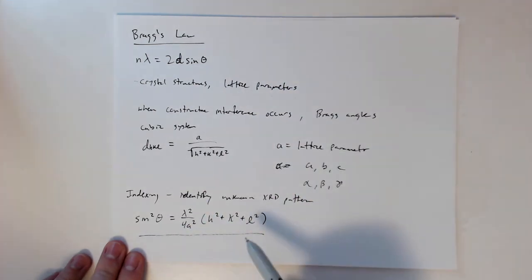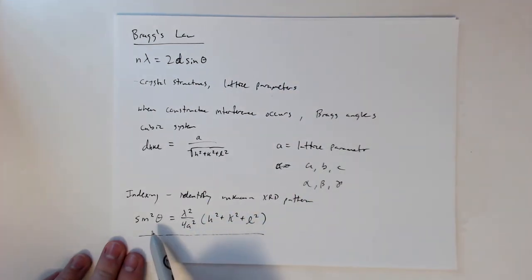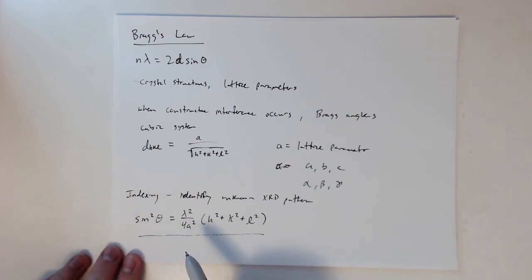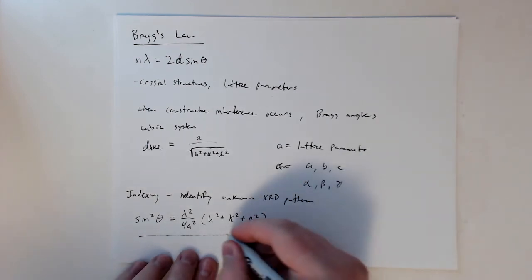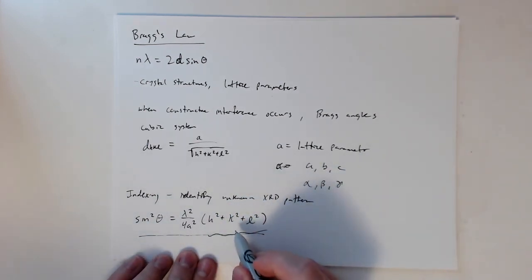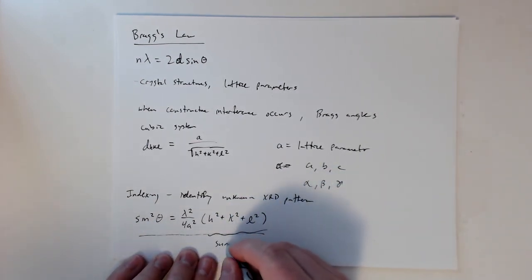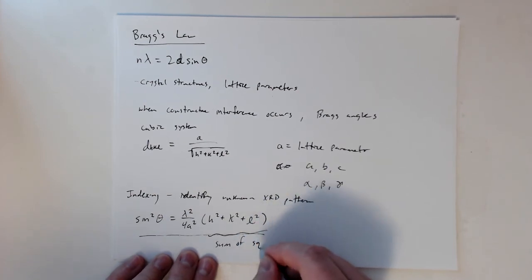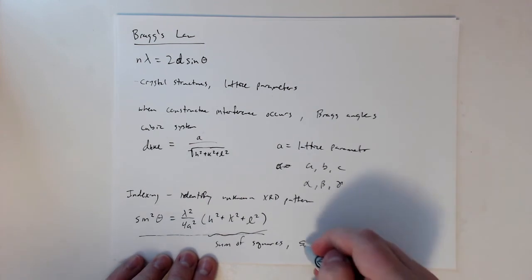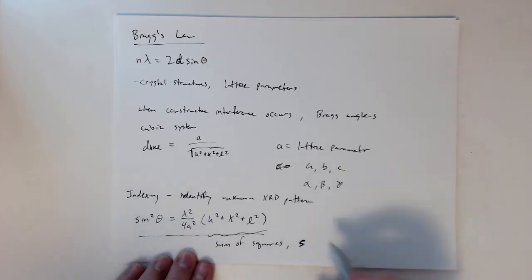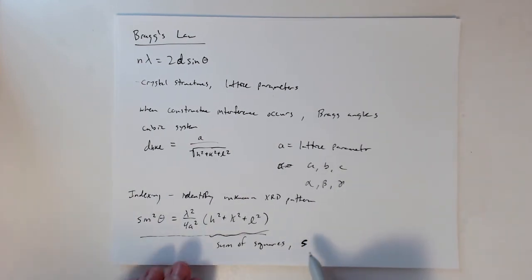And we've written it in the form of sine squared theta because this allows us to index that structure from an unknown. And we call this part the sum of squares, and this is sometimes written as just S. So you'll see a table that I'll give you later will have these values of S for given structures.